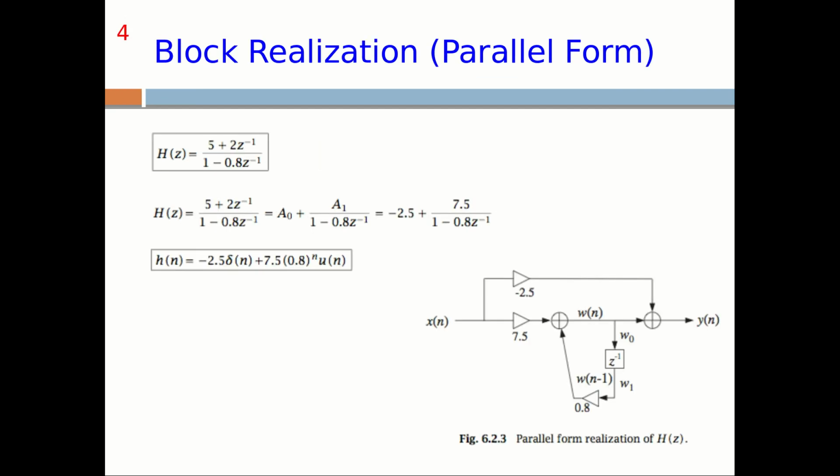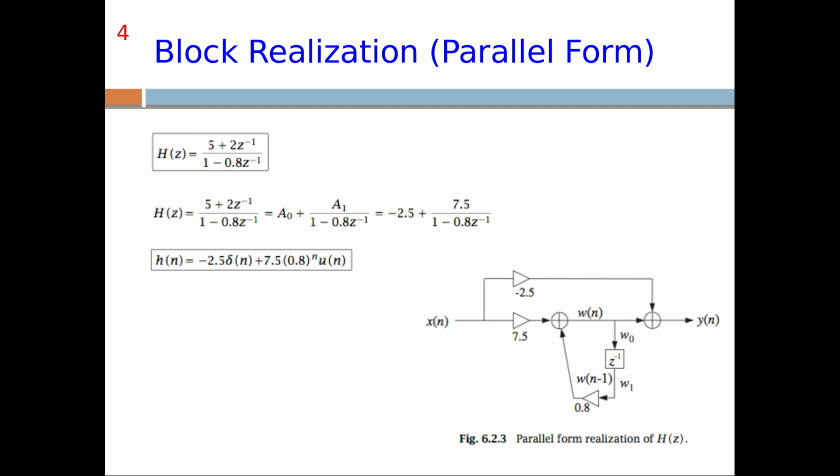Now let's see block realization in parallel form. Consider an H(z). Here we take H(z) to be equal to (5 + 2z^-1) / (1 - 0.8z^-1). This can be split into a form of a0 + a1 / (1 - 0.8z^-1). And on equating and simplifying, we get a0 to be -2.5 and a1 to be 7.5. Now applying the inverse Z transform to H(z) on the split simplified version, we get h(n) to be equal to -2.5 times delta(n) + 7.5 times 0.8^n u(n).